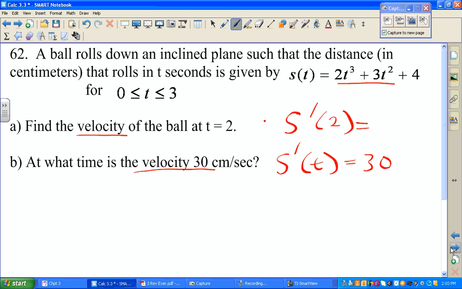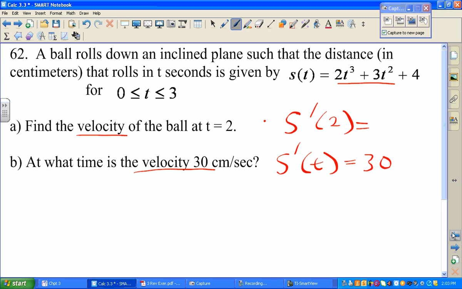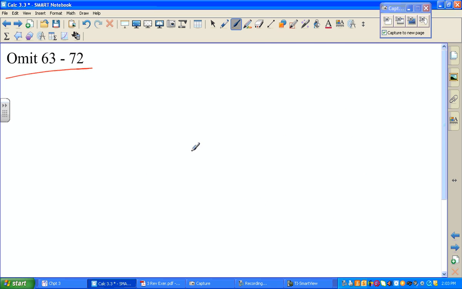All right. So you can omit 63 to 72. I'll do another one. That problem again, please. Sure. What do we have to go to? 61? You said omit 31 to 71. Omit what? So it'd be to 61. Yeah, it'd be like 61.